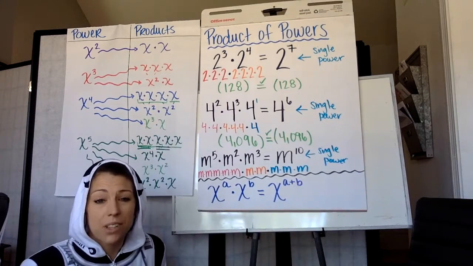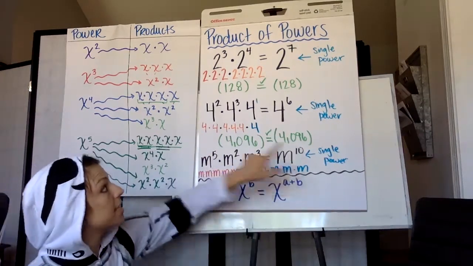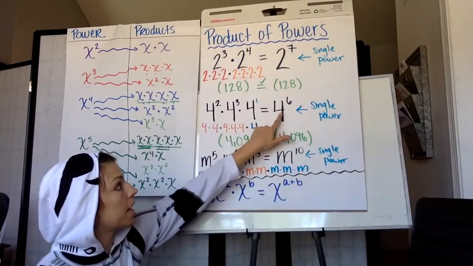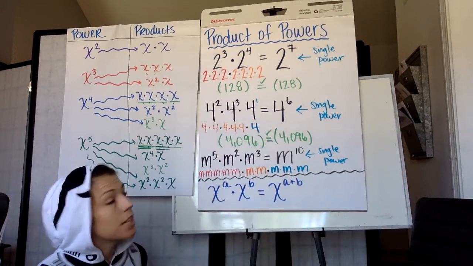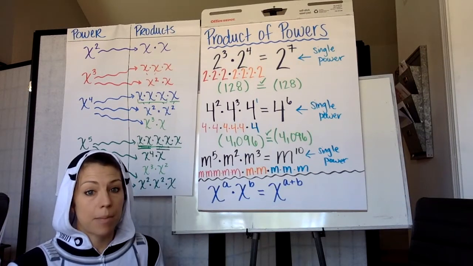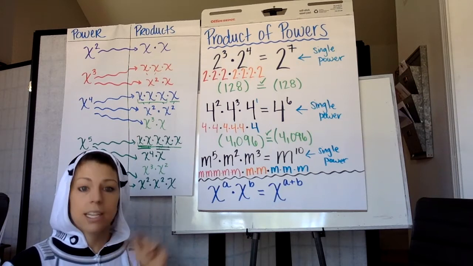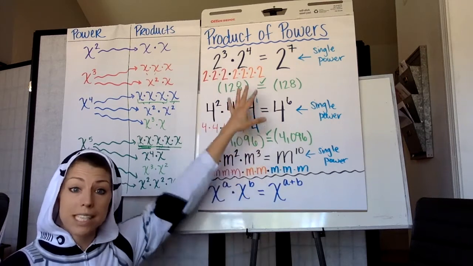That's it. That's all that is, right? All we did was we added 5, 2, and 3 and got 10. We added 2, 3, and 1 and got 6. We added 3 and 4 and got 7. This is called the product of powers. We're going to do a couple examples in just a second, but I want you to understand how that works. You can always expand it.